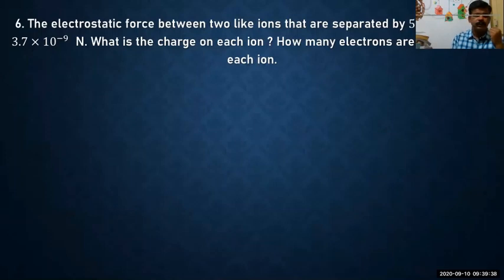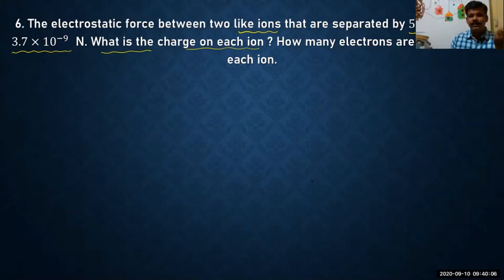So dear students, now here it is the sixth problem. The electrostatic force between two like ions, like charges, that are separated by 5 into 10 raised to minus 10 meter is 3.7 into 10 raised to minus 9 Newton. So what is the charge on each ion? What is the charge on each ion, right? Then how many electrons are missing from each ion?